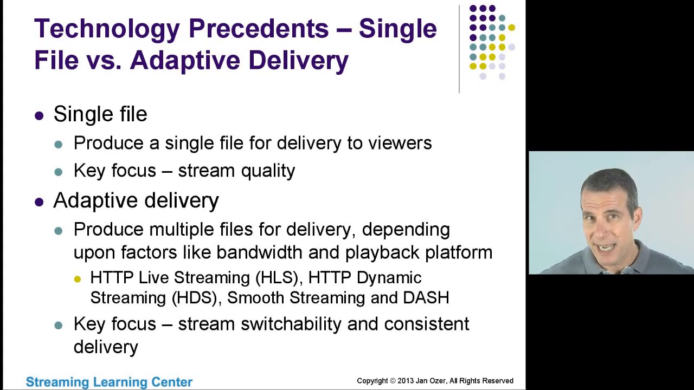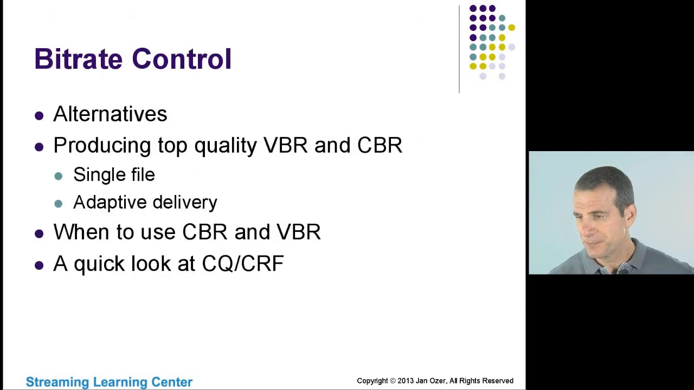So if you're delivering via adaptive streams with technologies like HLS, HTTP live streaming, Adobe's dynamic streaming, whether HTTP or RTMP, whether Microsoft Smooth Streaming or Dash, you need to use different bitrate control parameters and different keyframe settings than you would for a single file. And we'll cover those in the respective areas.